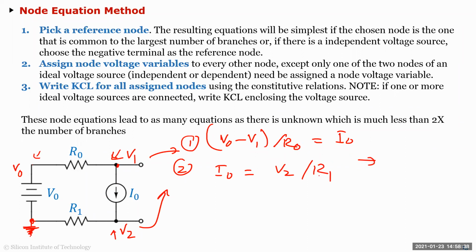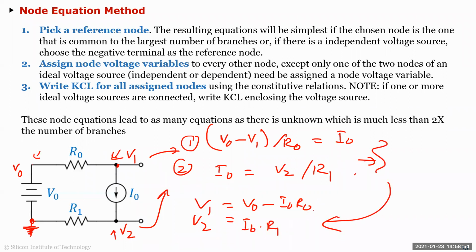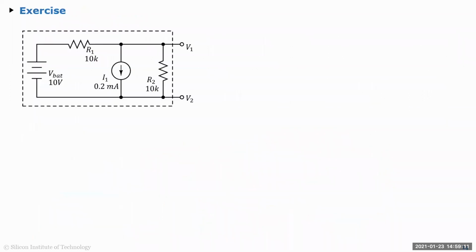Then you solve these two, and obviously this is a simple circuit, so you can see V1 should be equal to V naught minus I naught R naught, and V2 should be equal to I naught times R1. If you solve these two, you should get this answer. If you did just the KCL KVL way, because there are 4 nodes, you're going to get 4 branches, 4 nodes, 8 equations, 8 unknowns, and you solve it. But here you have just 2. That's the beauty of node equations.